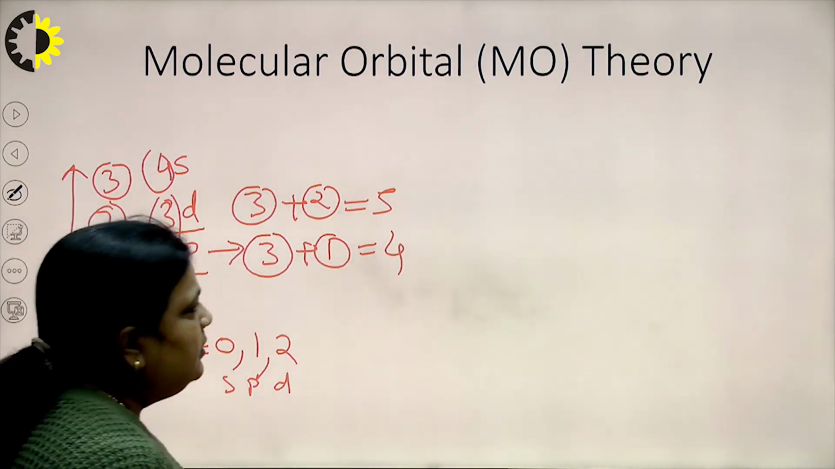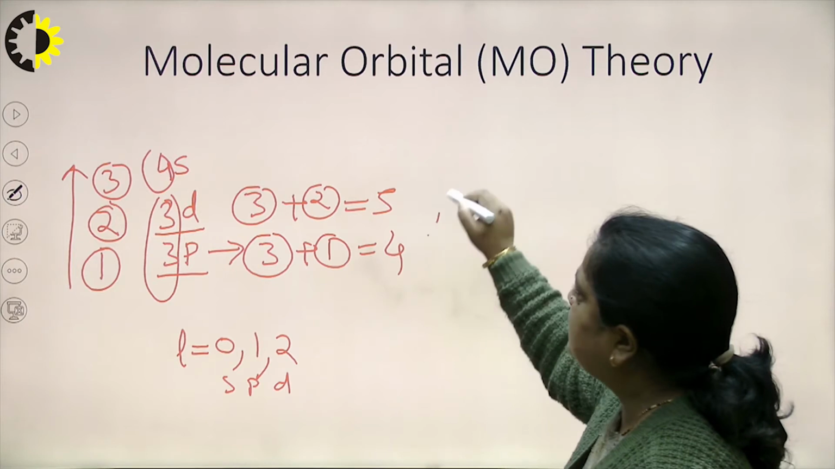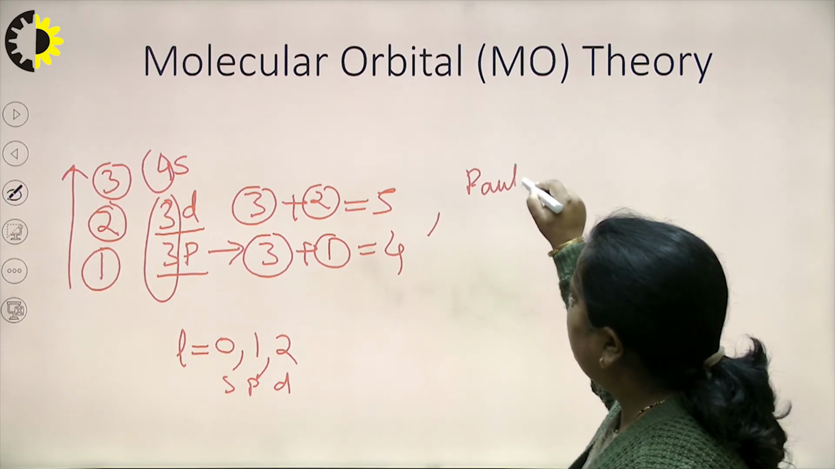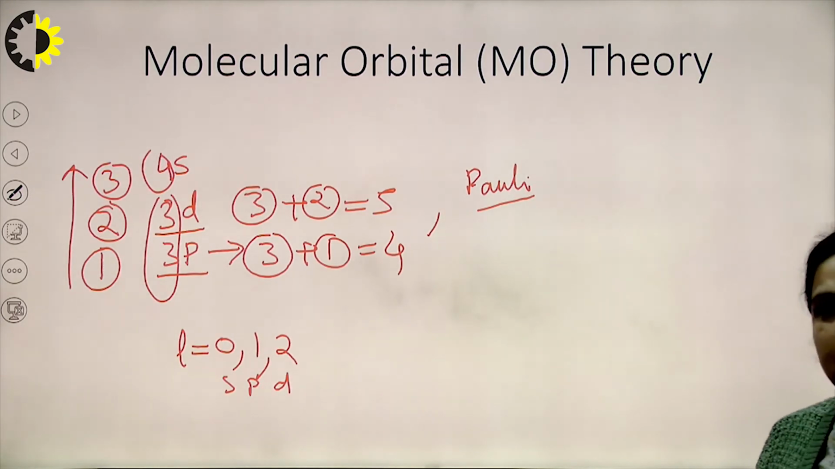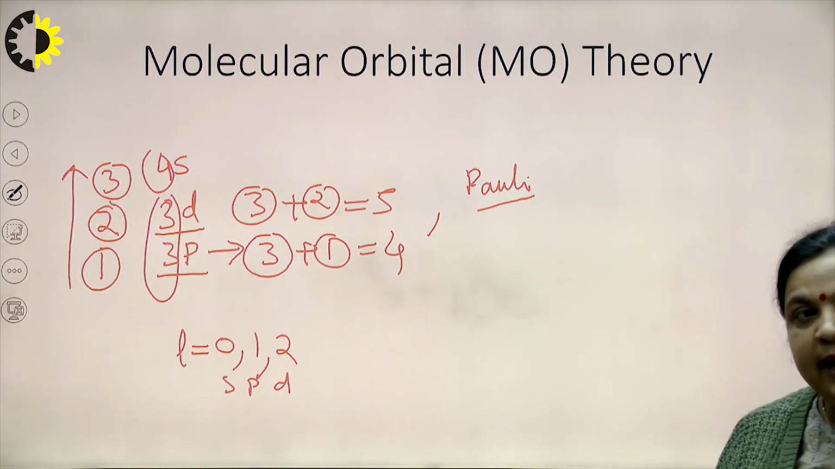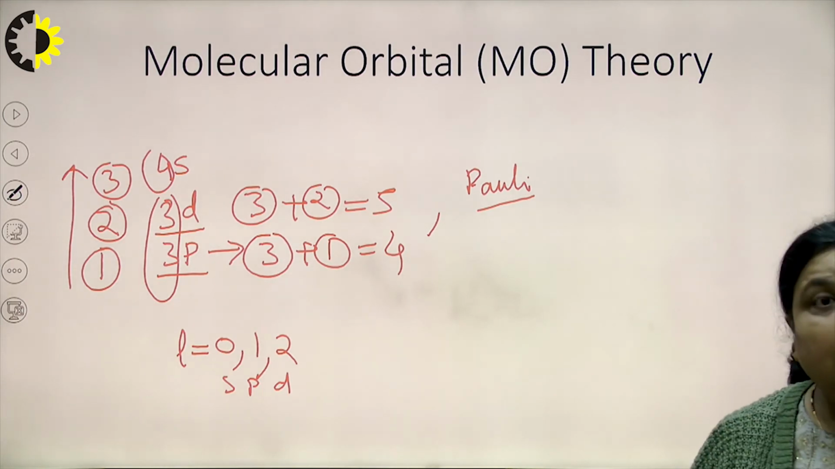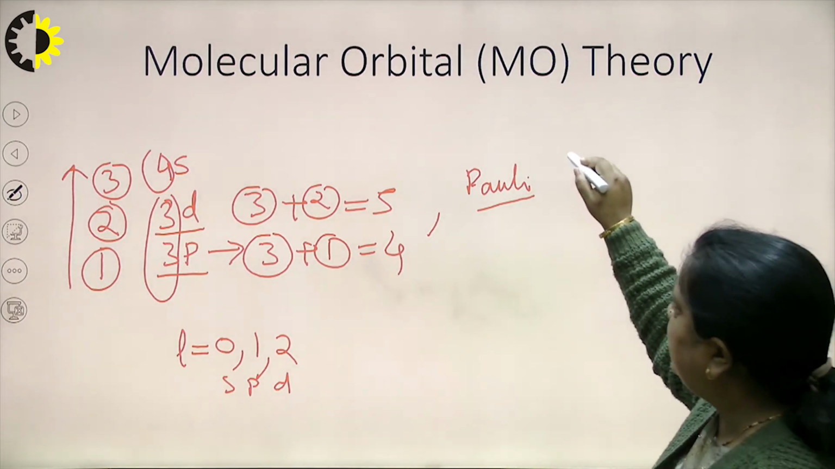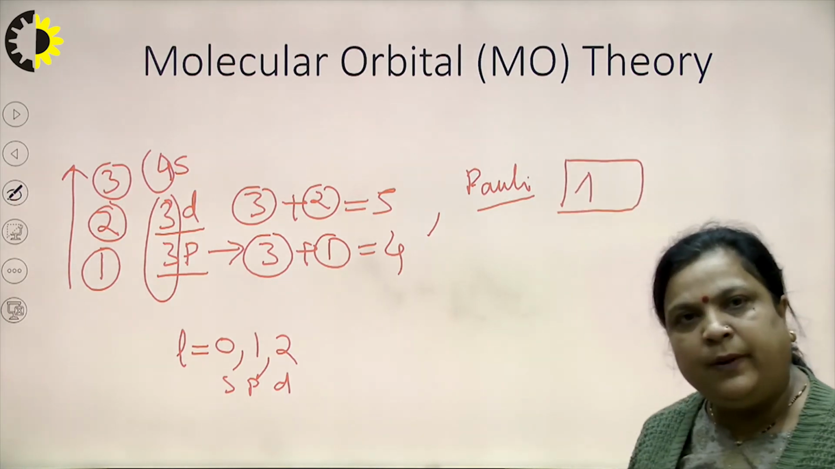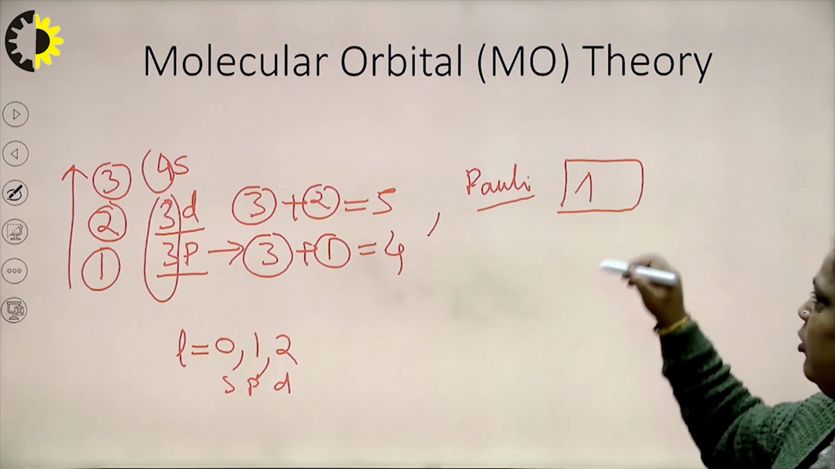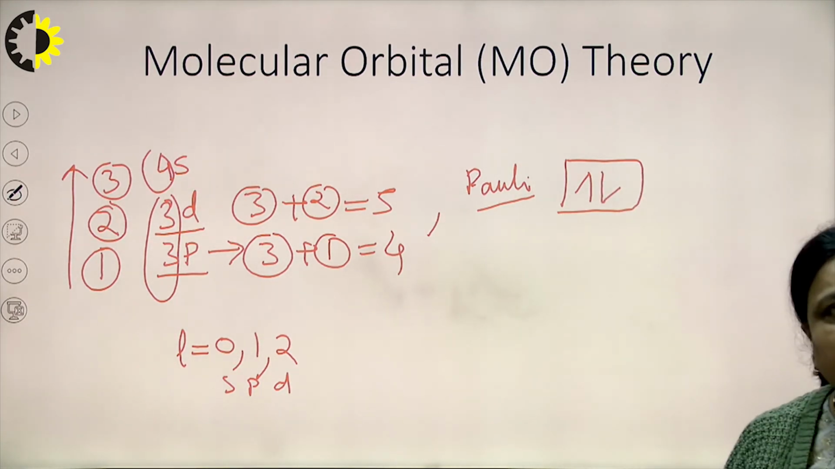Now, second, when electrons fill the molecular orbitals, they follow the Pauli exclusion principle. And what is the Pauli exclusion principle? If electrons have the same values of 3 quantum numbers, then definitely the fourth will be different. That is, in the same orbital, if an electron has clockwise spin, then definitely the second electron will have anticlockwise spin, that is, they have opposite spins.